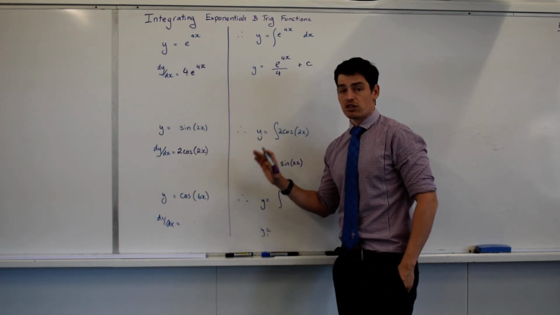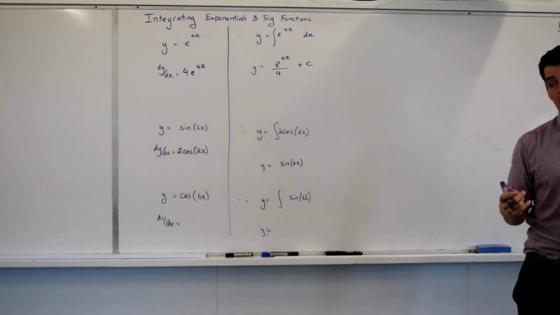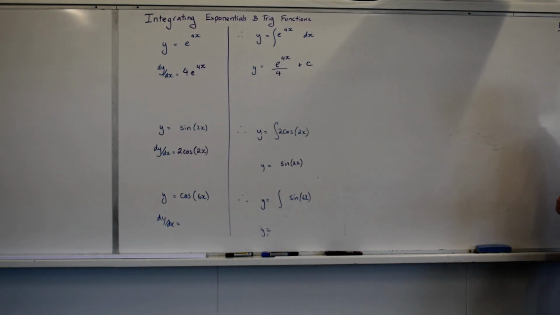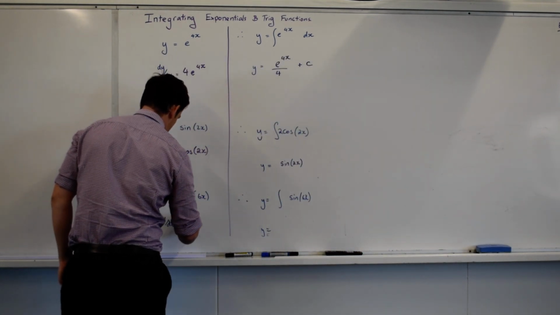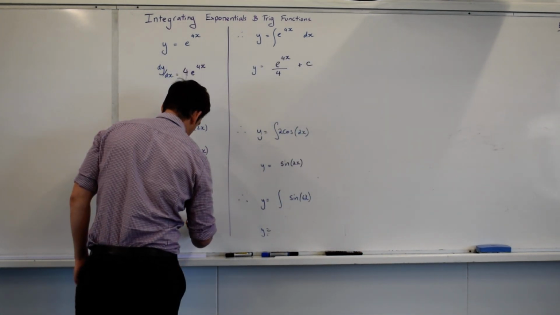I'm going to give us some rules in a second. We're going to make our own rules up after doing this. The last one, I've got cos 6x. What does the derivative of cos 6x equal? Negative 6 sine 6x.